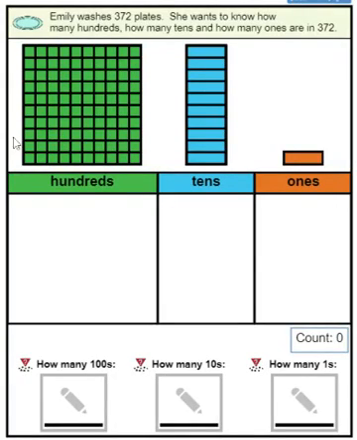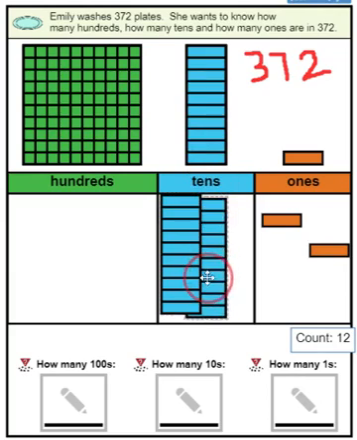Okay, now we're going to add in the hundreds place. Emily washes 372 plates. She wants to know how many hundreds, how many tens and how many ones are in 372. Okay, so my number is 372. I'm going to start all the way to the right. That's my ones place. I have 2. 1, 2. Then I'm going to move to the middle. There's my tens. I have 7 tens.